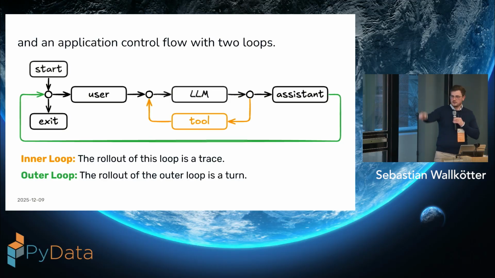The outer loop is much easier to explain. That one is the turn loop, because that is one turn of our conversation. We start with the user, then the agent replies, and now it's the user's turn again. And that loop accumulates history.